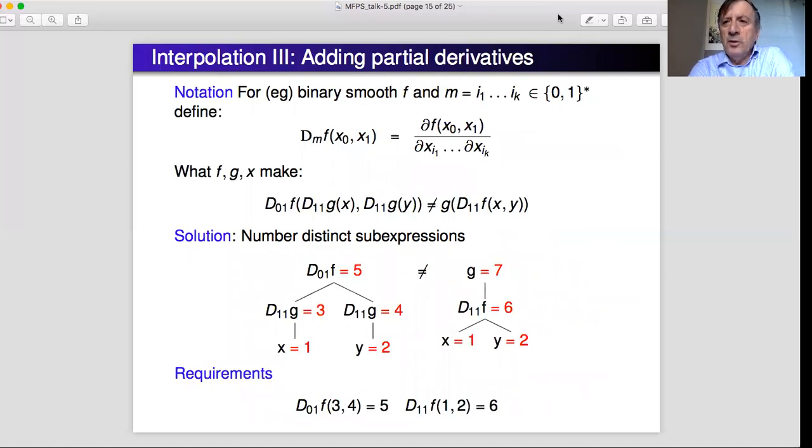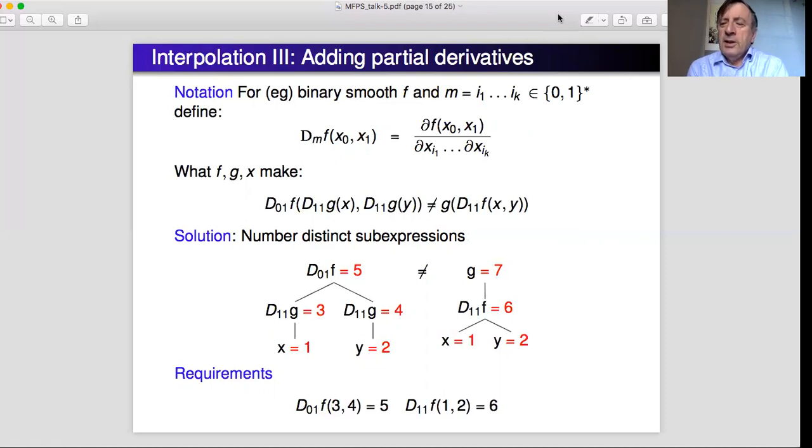I suppose we now want those two expressions to be different. Well, we just regard the iterated partial differentiations as functions, which they are, but I mean symbolically. And we write trees like that, and we get some interpolation conditions as before. For example, for iterated partial differentiations of f, we have d01 of f at 3, 4 is 5, and d11 of f at 1, 2 is 6.